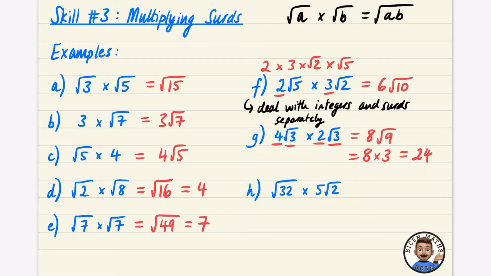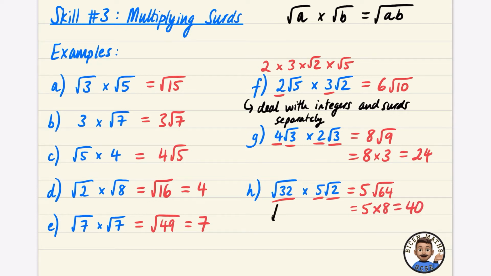I'm going to start off by just multiplying the integers, which is just going to be a 5, that's the only thing we've got. We've got root 32 and root 2. Well, 32 times 2 is 64, and the square root of 64 is 8, so 5 times 8 is 40.